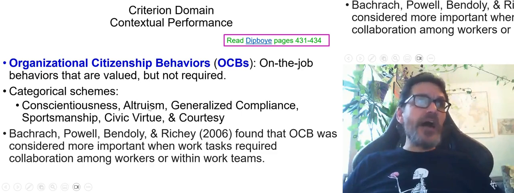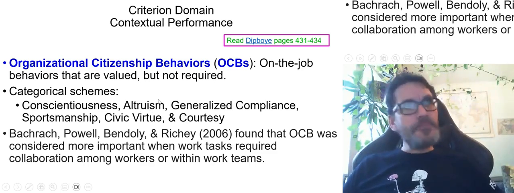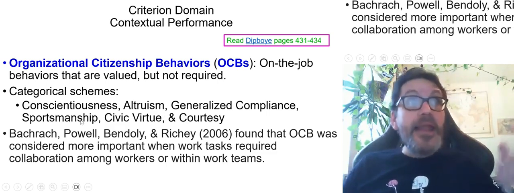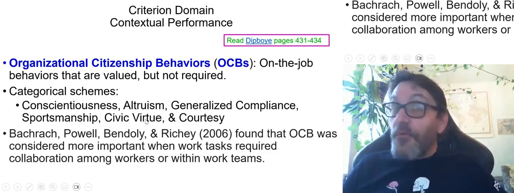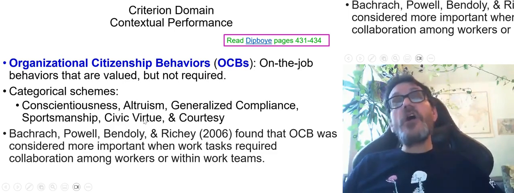So these are often related to conscientiousness, altruism, sportsmanship, all right, civic virtue, but even company pride or something of this nature.